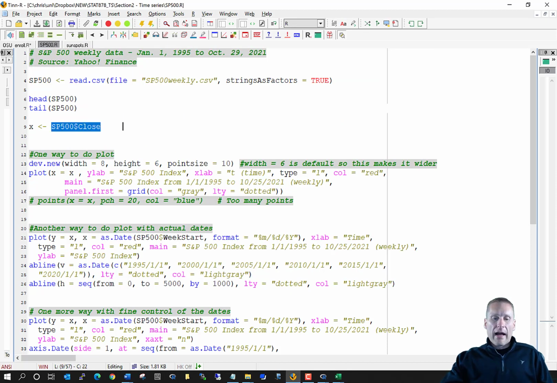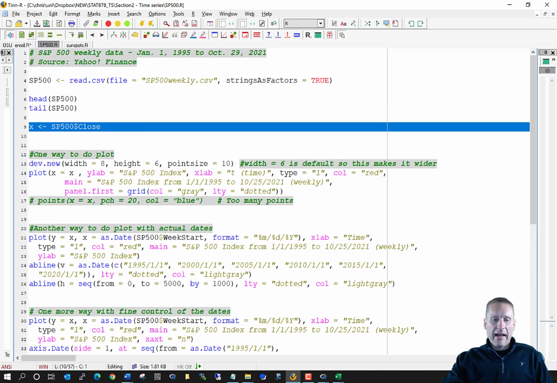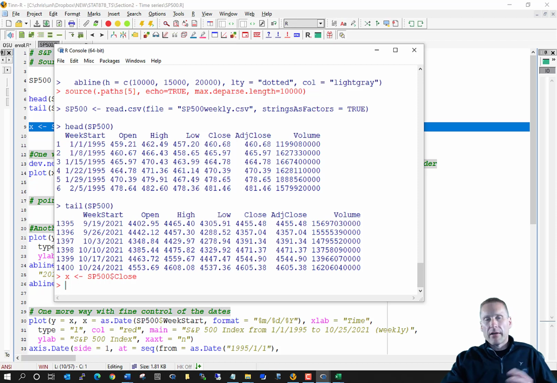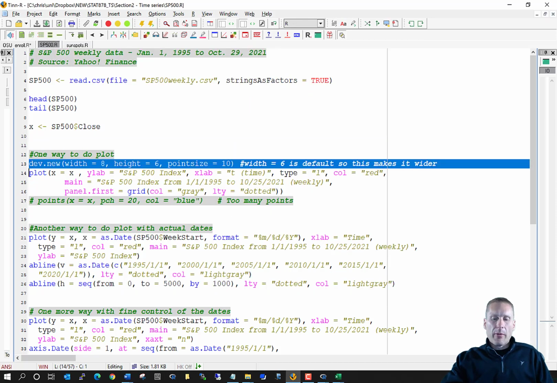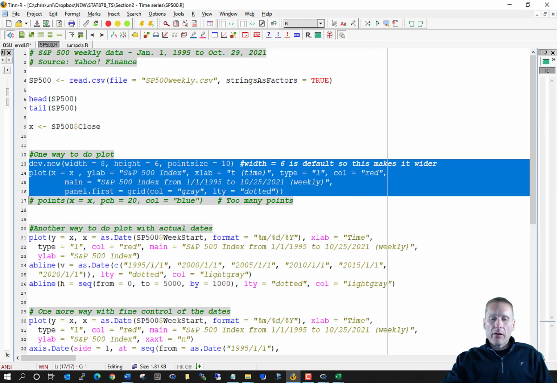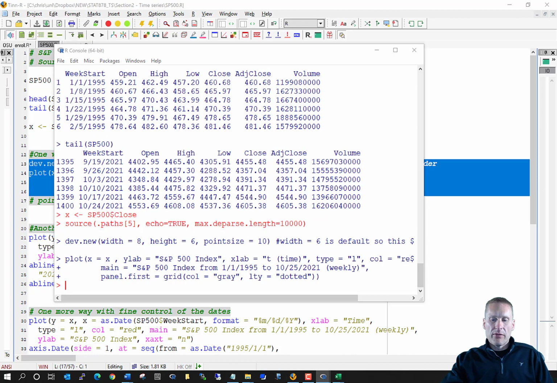Okay, so I'm going to pull out the close variable from my data frame and put it into an object called X. I don't have to do this. I just chose to do this similar to the enrollment data because, again, very often in this class we'll be working with X sub t as a symbolic form of our variable at a particular time. I open up a plotting window and then I'm going to plot my data just like what we've seen before.